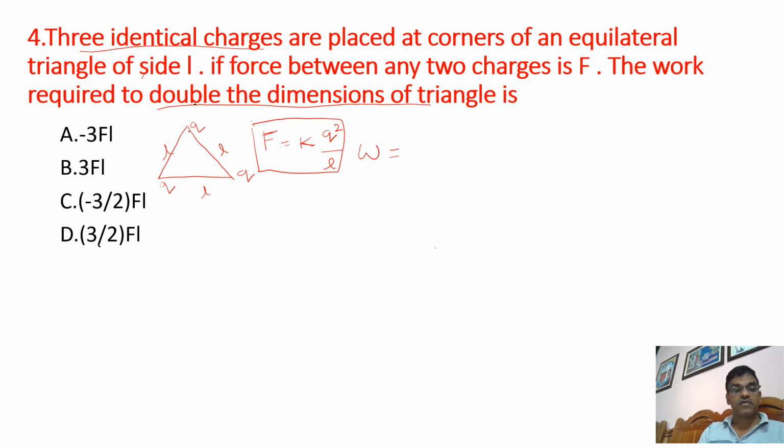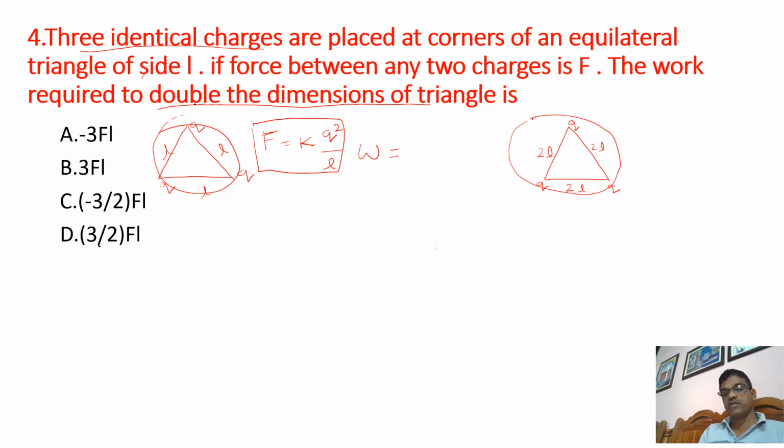Initially the side length is small l. Now we have to shift the charges to double the dimension. That means 2L, 2L, 2L. There is no change in the amount of charge. So this is the first system: three charges placed at the corners of an equilateral triangle. In the second system the three charges are the same, but the side is increased to double the initial.